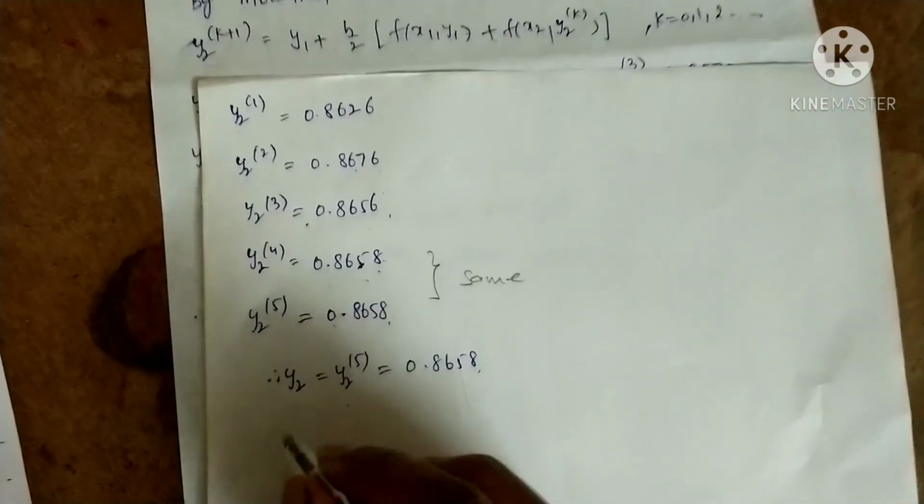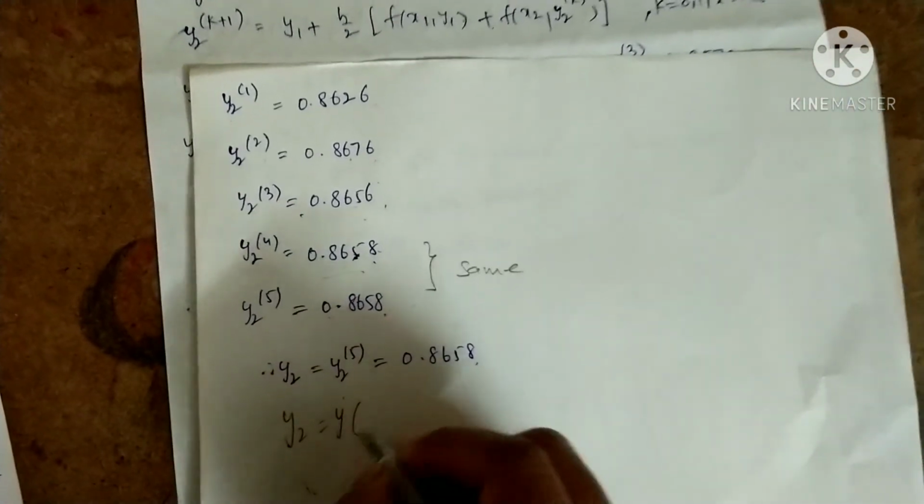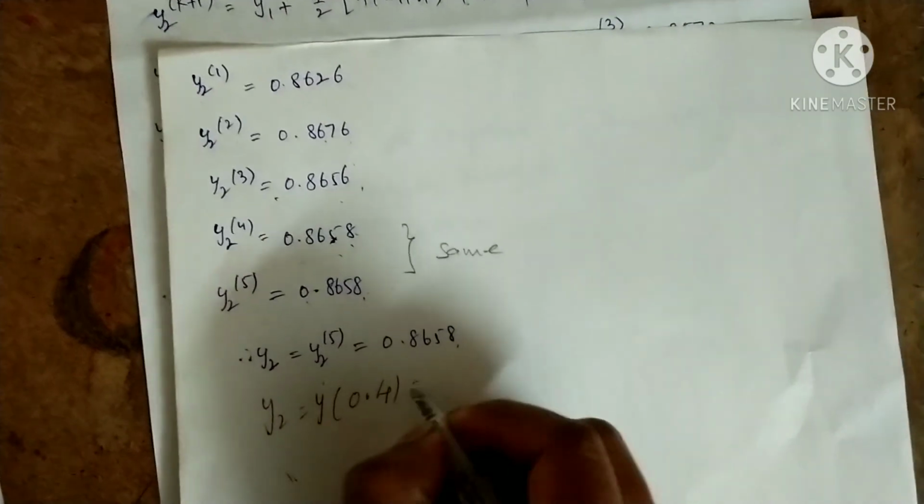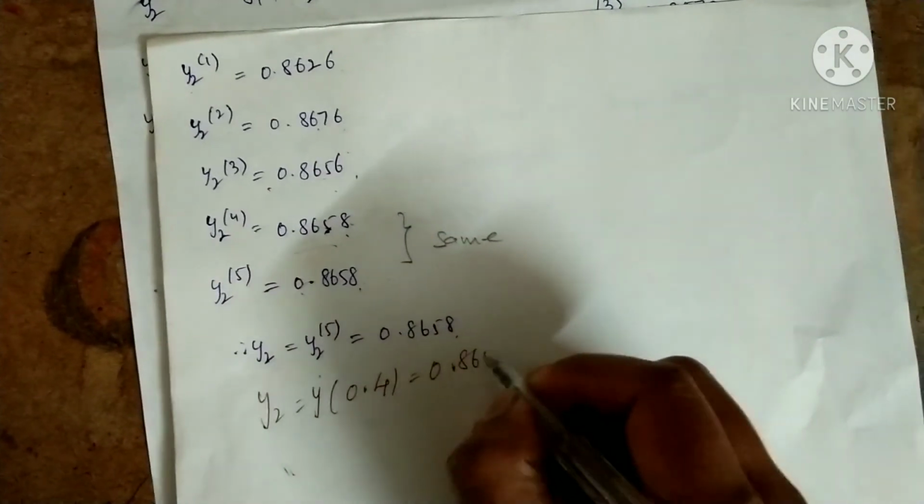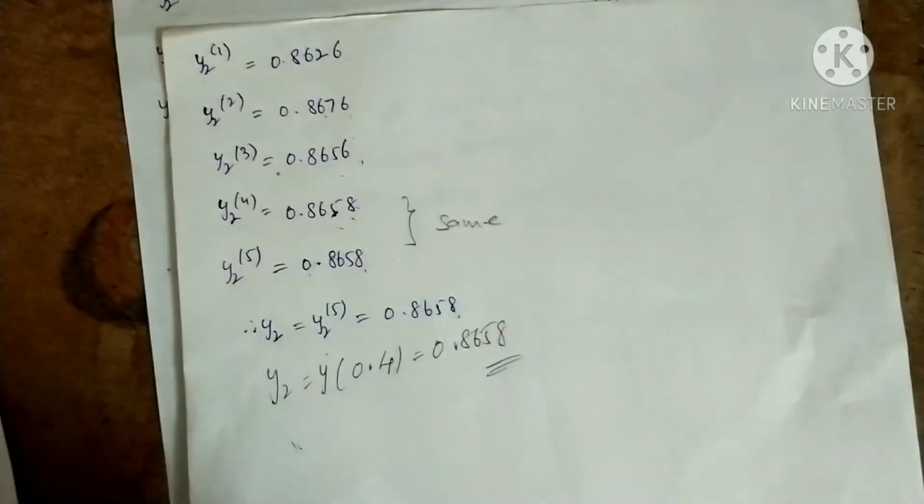So we got finally y2, which is nothing but y of 0.4, as 0.8658. This is our modified Euler method.